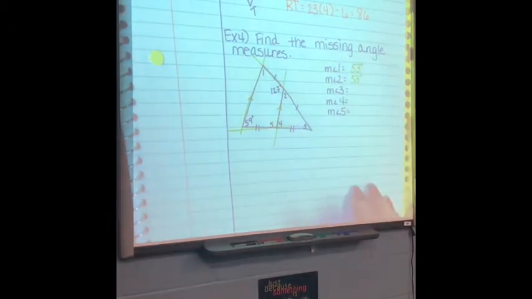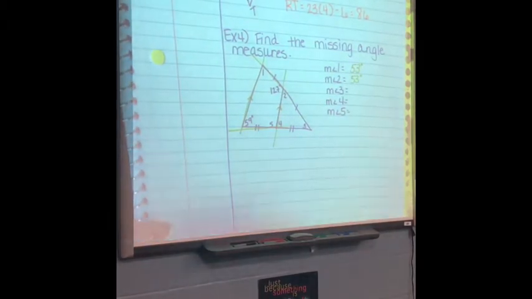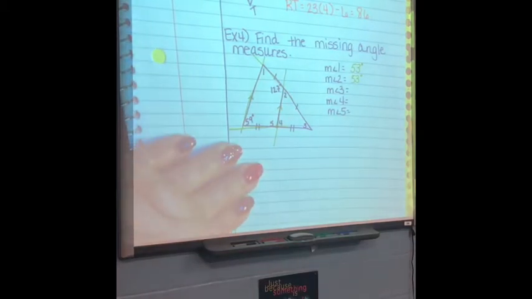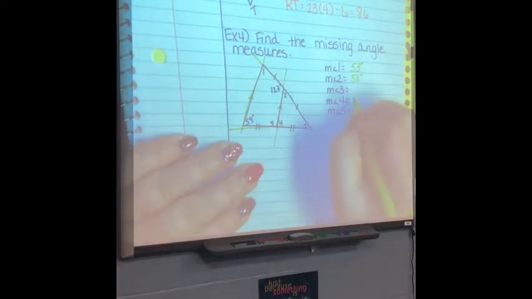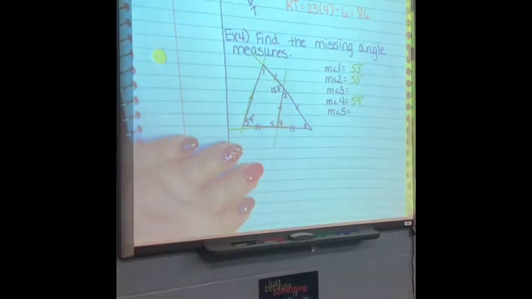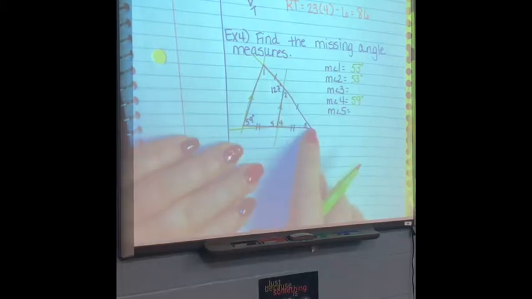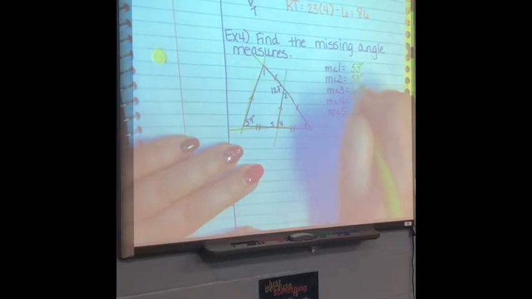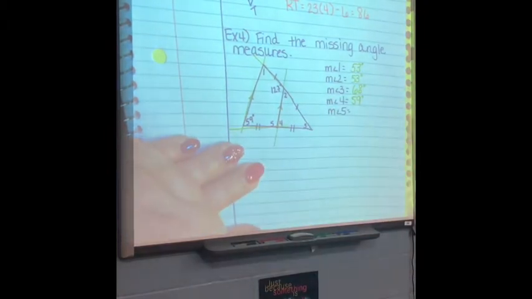All right, what else? Somebody different. Angle 4 would be 59. Why? Because of corresponding angles. Absolutely. Angle 4 is also 59 because of corresponding angles. What else? If I've got 2 and 4, how could I find 3? Subtract from 180. That's a triangle. So somebody tell me what angle 3 is. 68. All right.